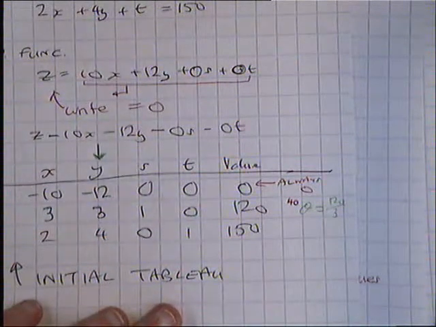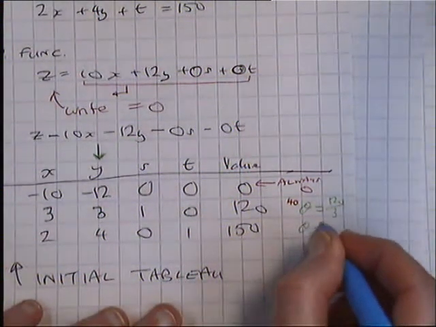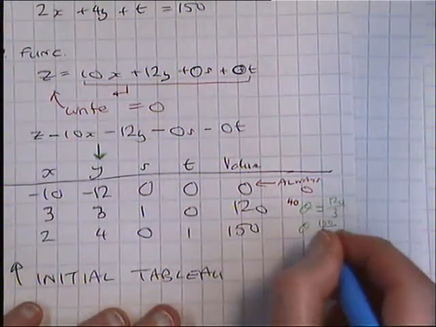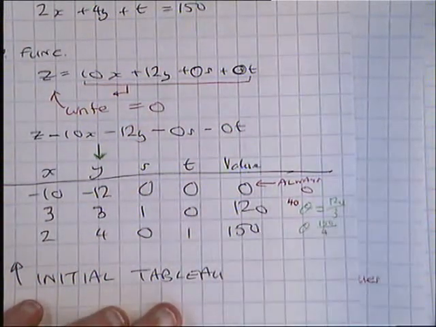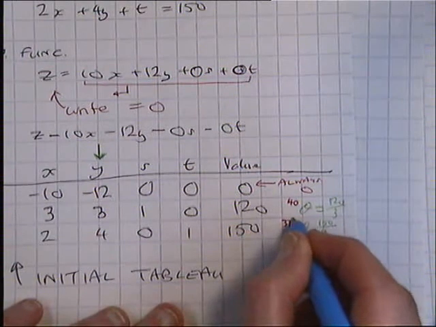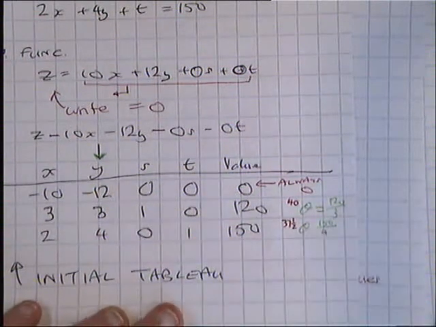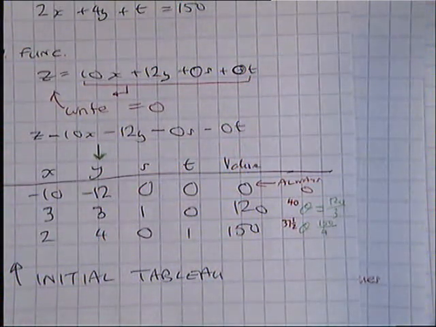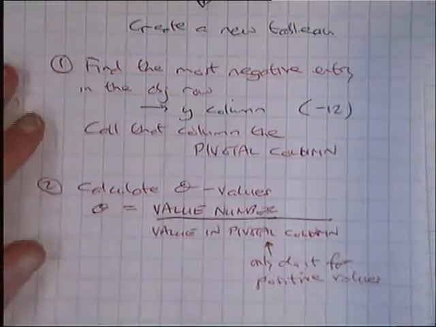And for the row underneath, our theta value will be 150 divided by 4. What's 150 divided by 4? It is 37.5, yeah. I'm going to stick to fractions. 37.5. Are we okay with that? Okay. Back to our instructions.